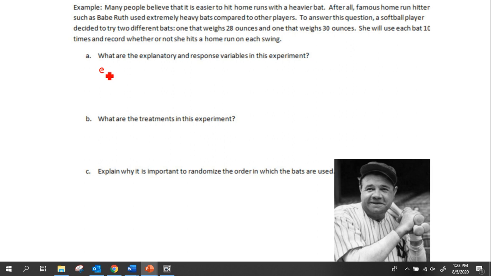So the explanatory variable would be the type of bat. And the response would be hit a home run or not.